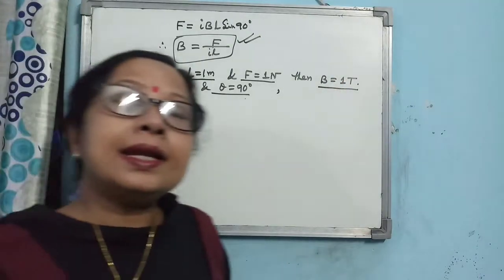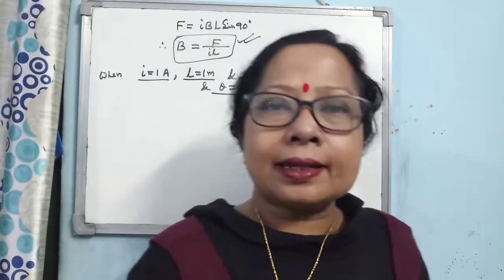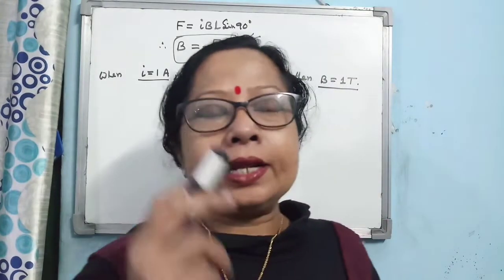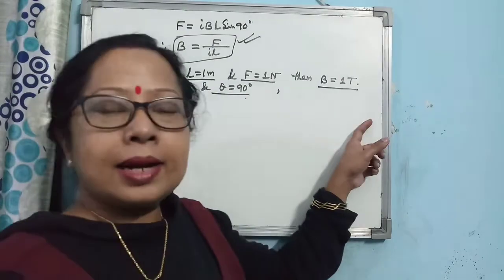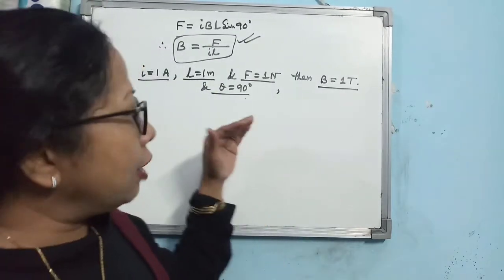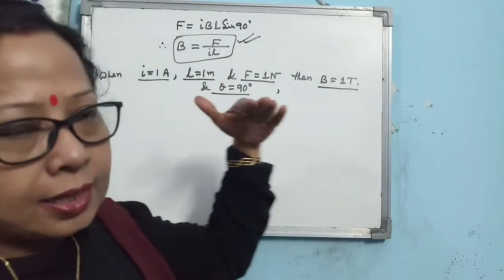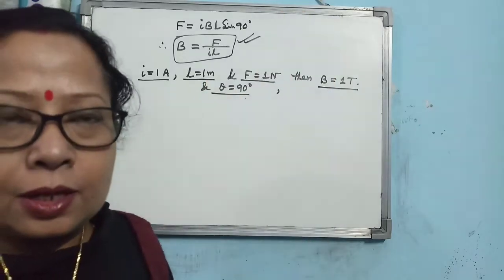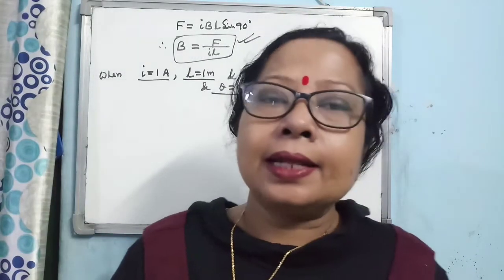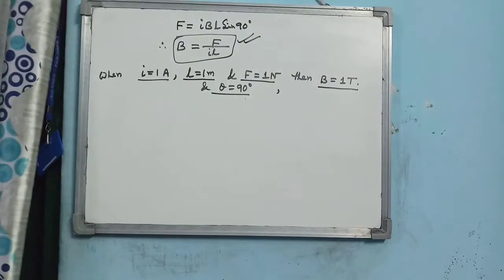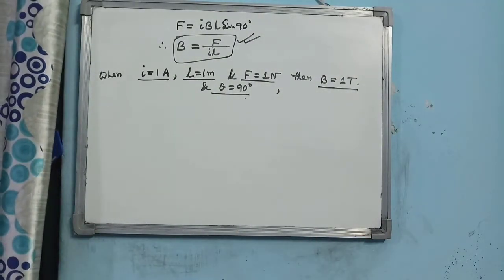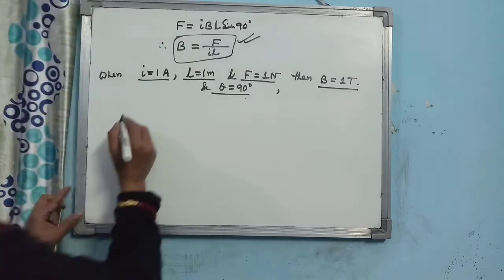Alright. Then the next thing is that I said that when the magnetic field is in the upward direction and the current is moving towards the right side, the force experienced by the conductor is towards you. How did I say it? There is a rule for it. That is known as Fleming's left hand rule. Okay, what is the name? Fleming's left hand rule.